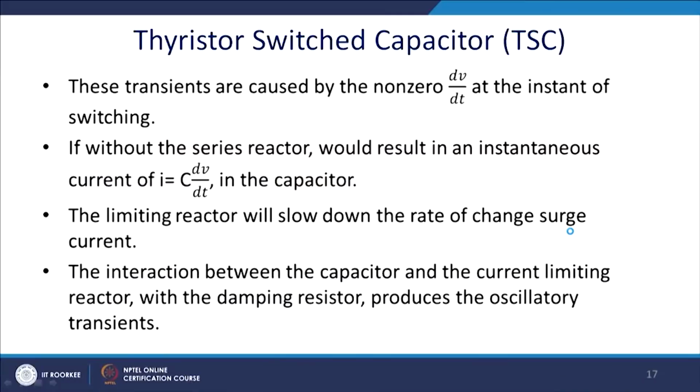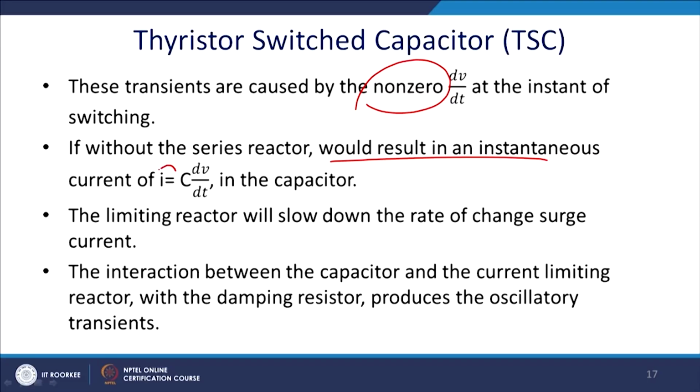Considering those things, we require to see a few aspects. These transients are caused by non-zero dV/dt. Please understand that it is non-zero dV/dt at the instant of the switching. If voltage or current either is 0, there is no problem. Without a series reactor, the instantaneous current value would be I equal to C dV/dt of the capacitor.